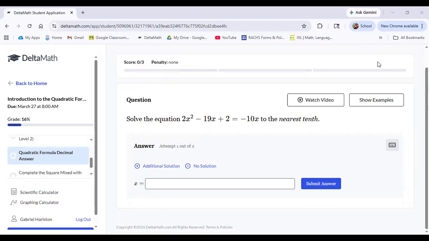I am going to do another video on how to use the quadratic formula. In this case, we're going to be rounding our roots to a certain number of decimal places. They want us to round it to the nearest tenth. So let me go and get started here.